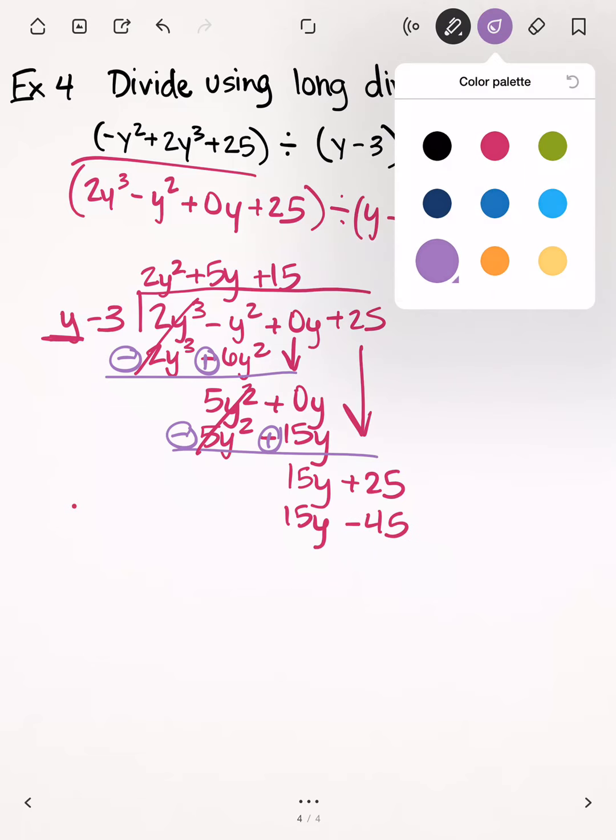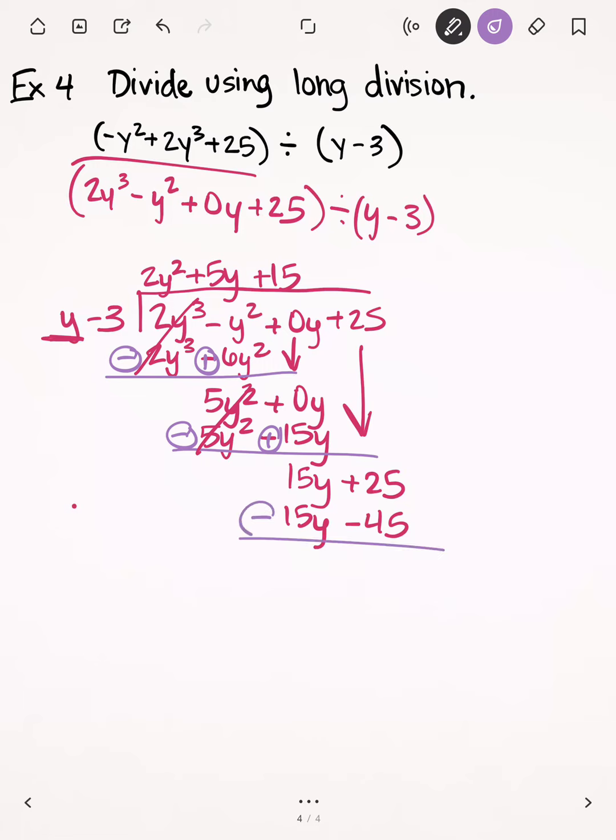Yep, you guessed it. Draw the line. Change the signs. 15y minus 15y cancel each other out. 25 plus 45, that gives me a 70, which is my remainder.